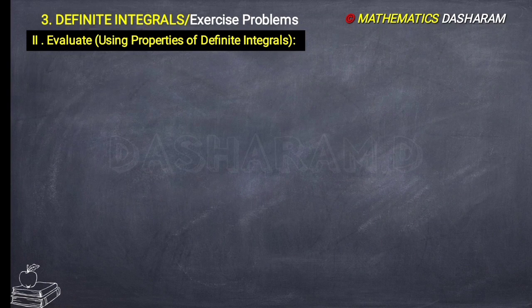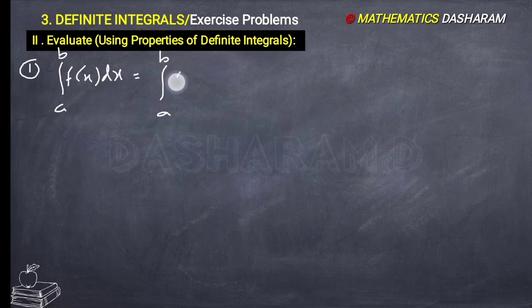Second bit: evaluate using properties of definite integrals. We have a total of 10 properties for definite integrals. Let us discuss them now. First property is integration a to b f of x dx equals integration a to b f of t dt. That means the integration value depends on the limits but not on the variable of integration.